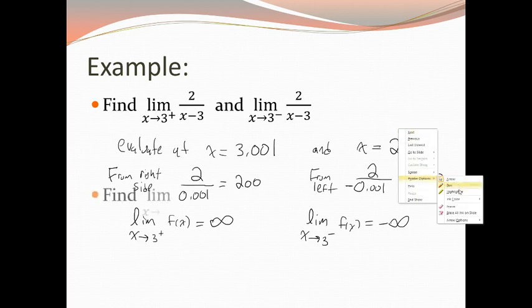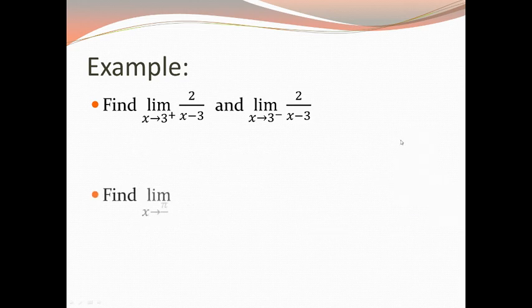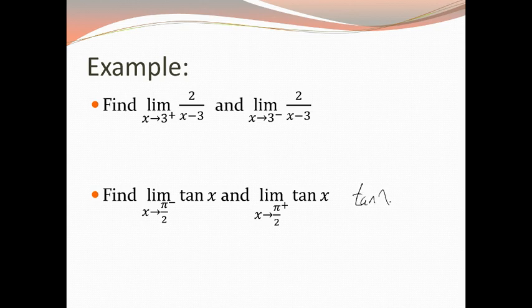Okay. Let's try another example. Find the limit of tan x as x goes to pi over 2 from the left side, and the limit of tan x as x goes to pi over 2 from the right side. Let's just graph this. Well, actually, I shouldn't say that. Your textbook doesn't graph it right away. Your textbook says the following.